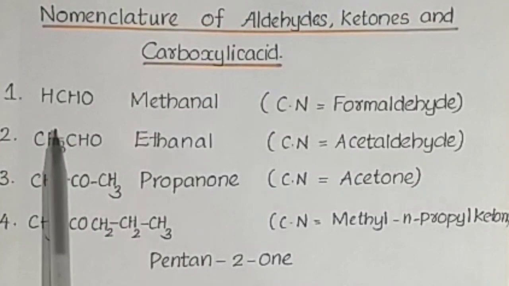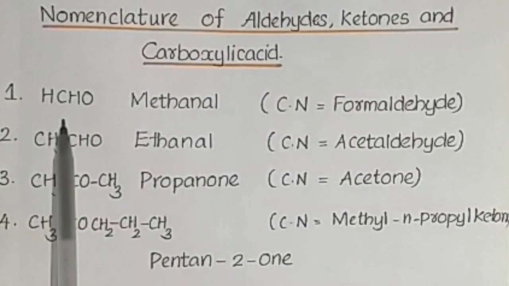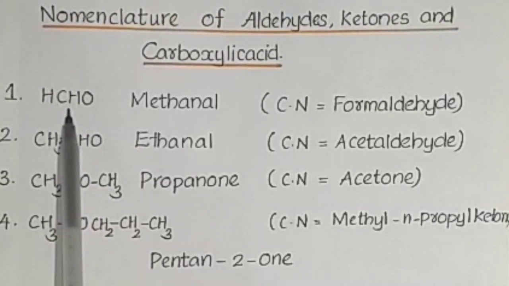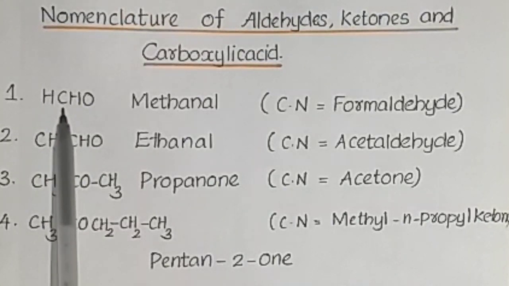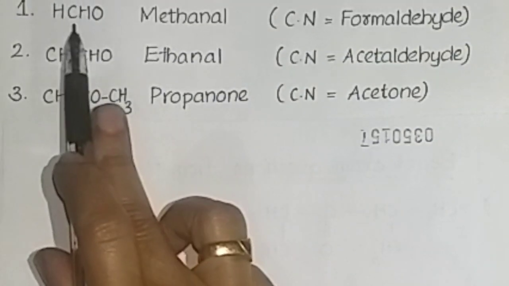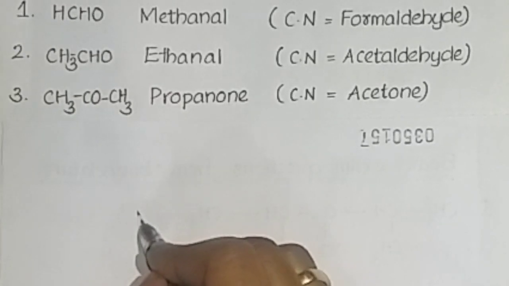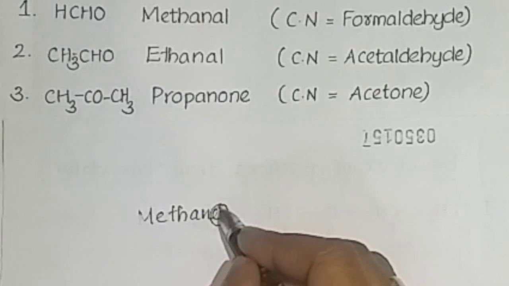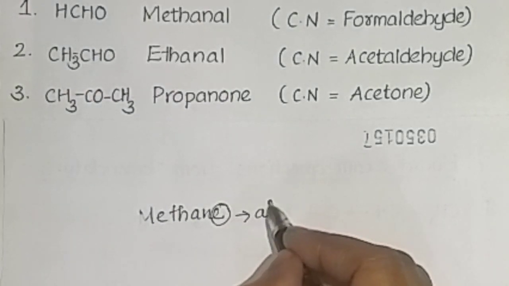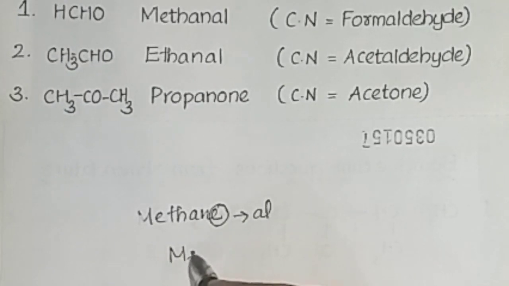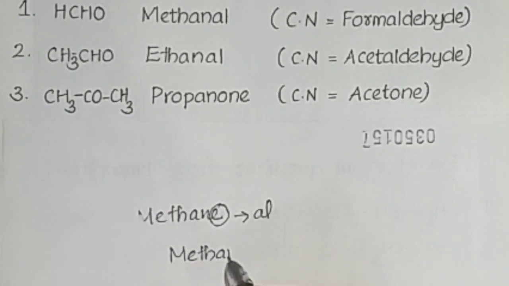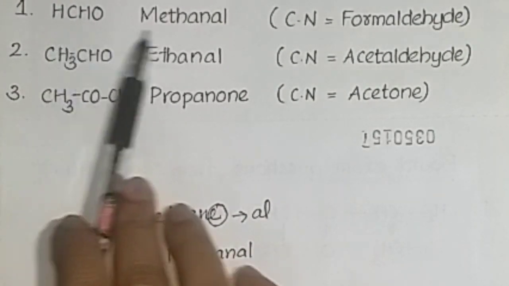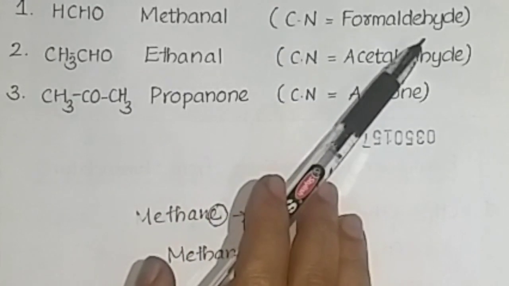Okay. Examples. First one is HCHO. CHO means aldehyde functional group. Count the number of carbon atoms. Here only one carbon atom is present, so the parent is methane. Now this E is replaced by al. This is an aldehyde, so the name of the compound is methanal. One carbon atom, aldehyde. Its common name is formaldehyde.